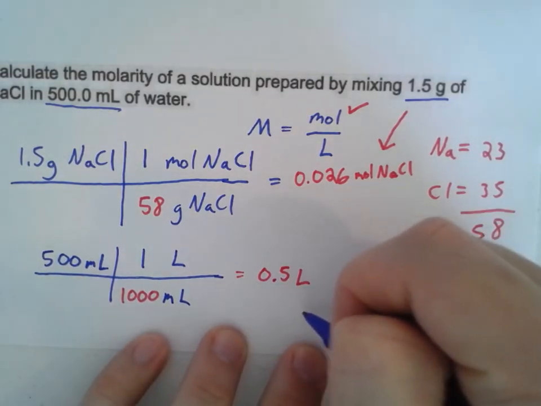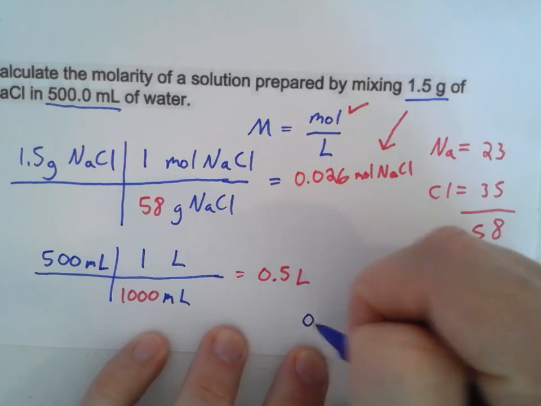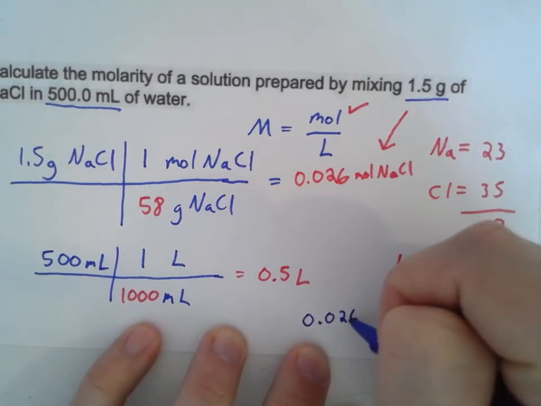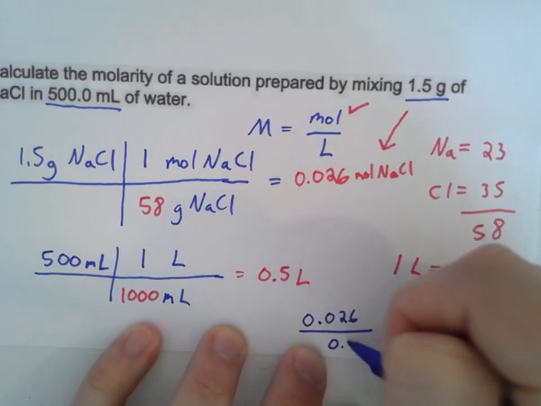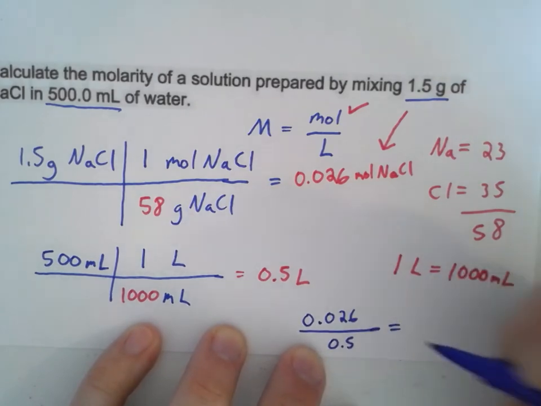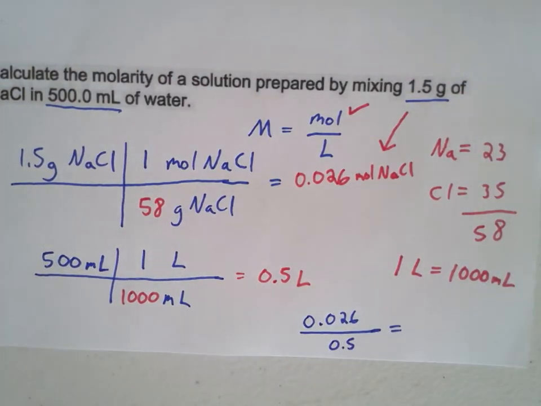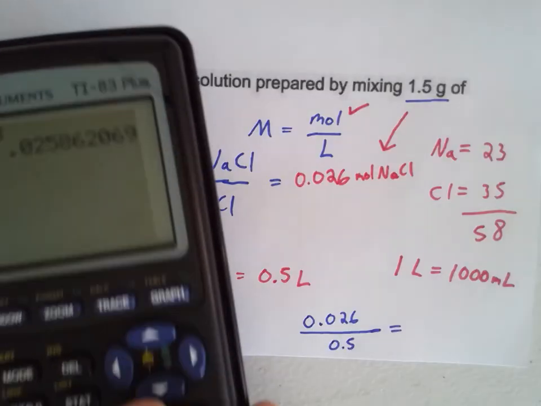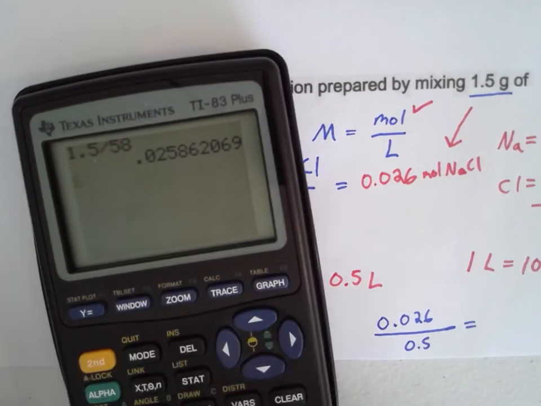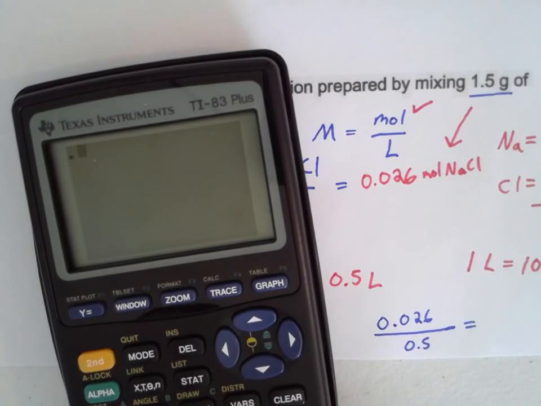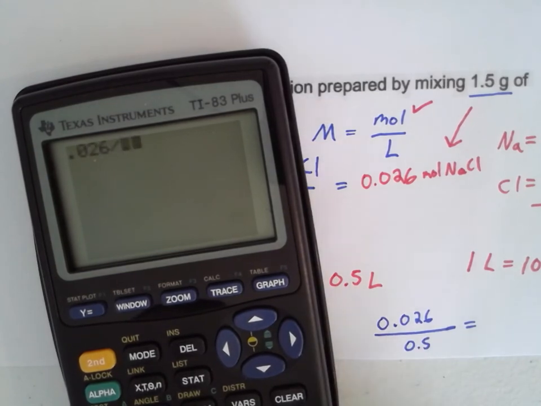We will take our moles and put that in our numerator, and we'll divide it by the number of liters, because molarity again is an expression of concentration, and it's the moles of solute per liter of solution. So we'll just do a quick calculation here. 0.026 divided by 0.5, and now we have the molarity.